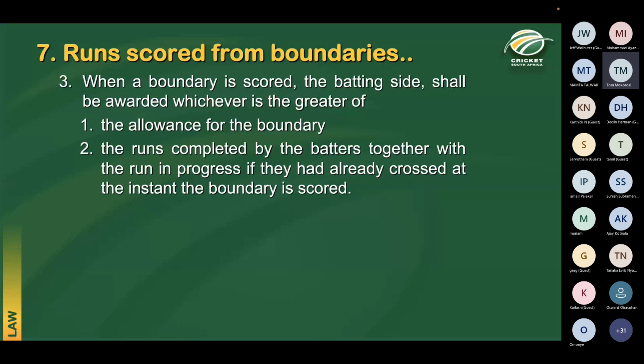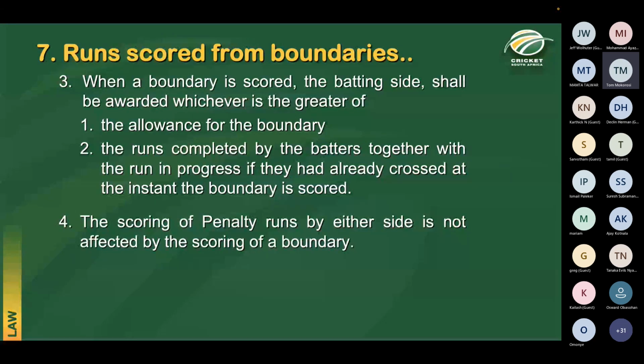So it's very unlikely, but imagine a striker hits the ball and the ball trickles towards the boundary and they are able to run 5 runs and complete 5 runs before the ball crosses the boundary. Then what the law is telling us here is that 5 runs would be added to the total of the batting side and not the boundary 4. Okay, but I've never seen that happen. I don't think there is a fielding team slow enough to allow 5 runs to be run and the ball still goes over the boundary rope. The scoring of penalty runs by either side is not affected by the scoring of a boundary.